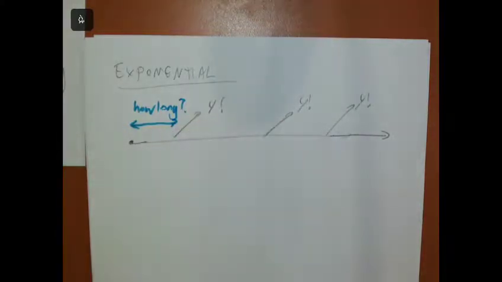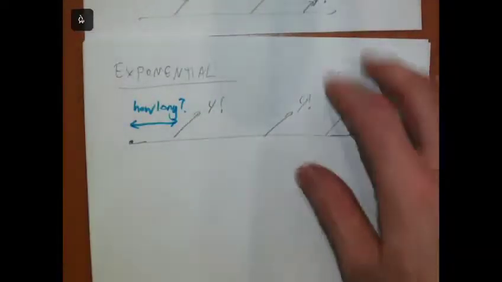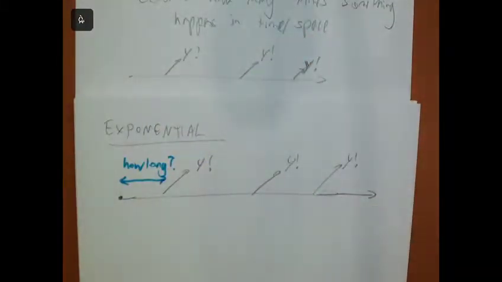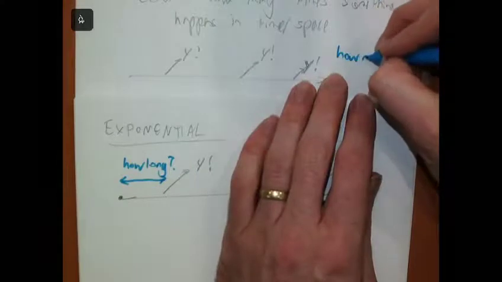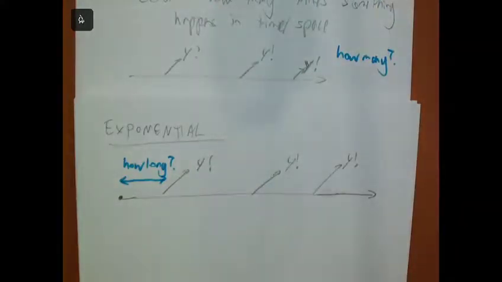So that's what the exponential distribution measures. It measures how long it takes for something to happen. It's the same situation as the Poisson, but the Poisson is counting how many of the things happen. And so I should put that there, how many. And the exponential is counting how long. That's the difference between them.